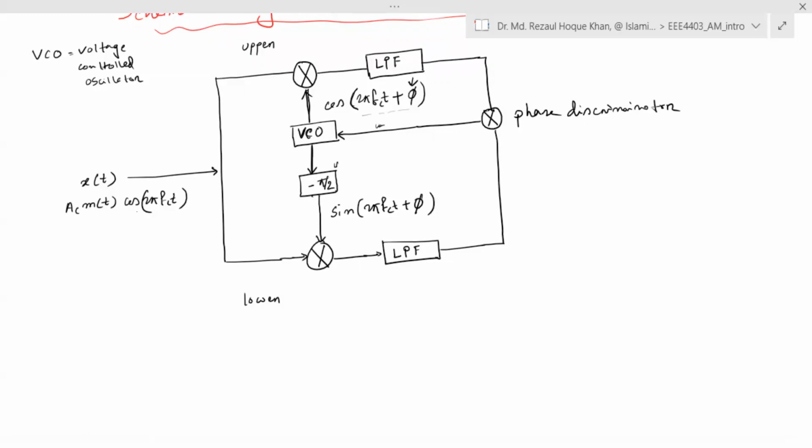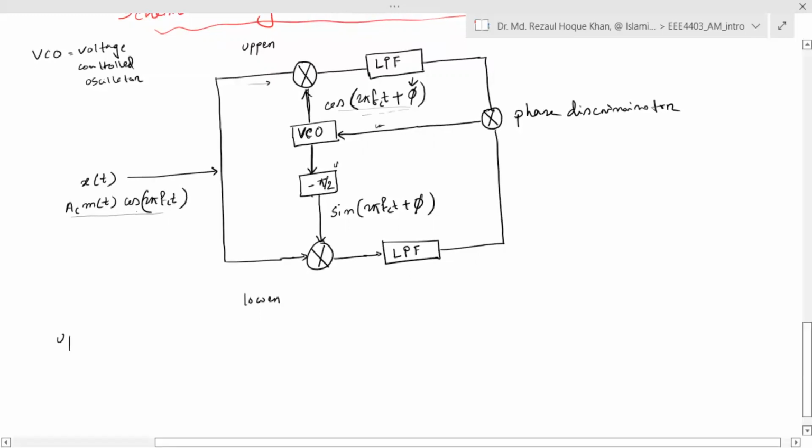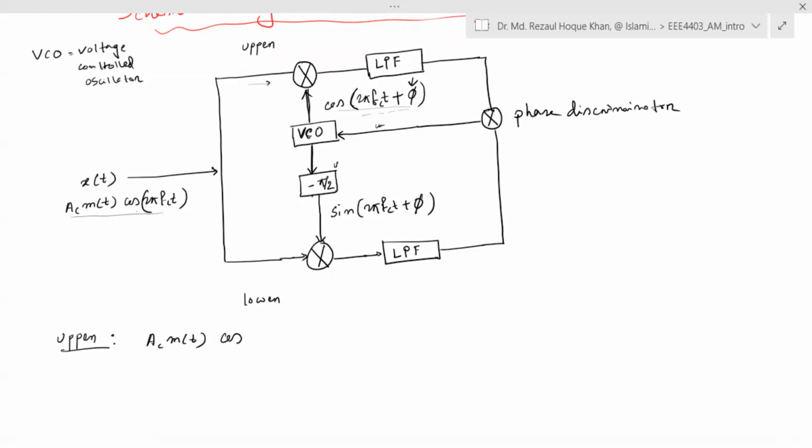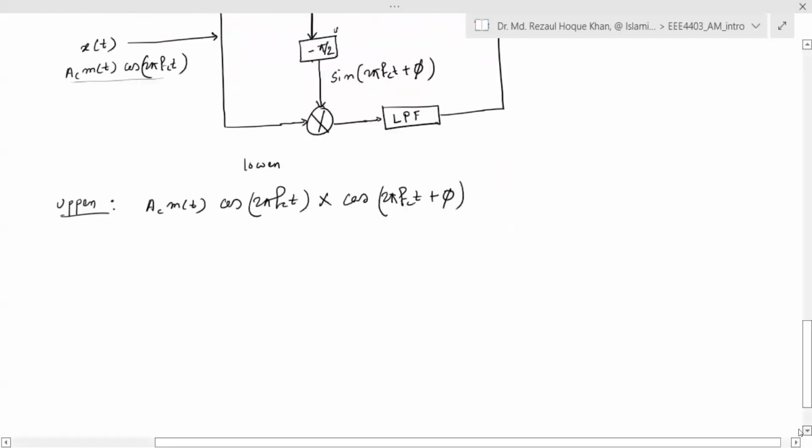For the upper term, the signal which is received goes to the upper portion and is multiplied with this one. So for the upper portion, what happens? A_c m(t) cos 2 pi f_c t will be multiplied with our locally generated carrier, which is cos(2 pi f_c t plus phi).